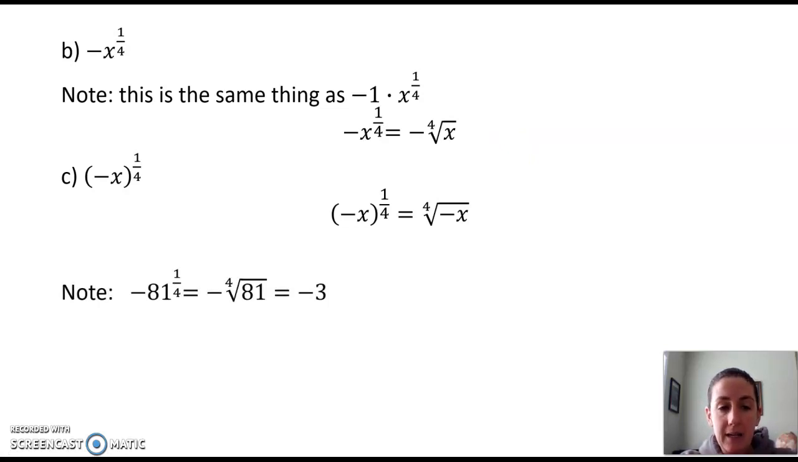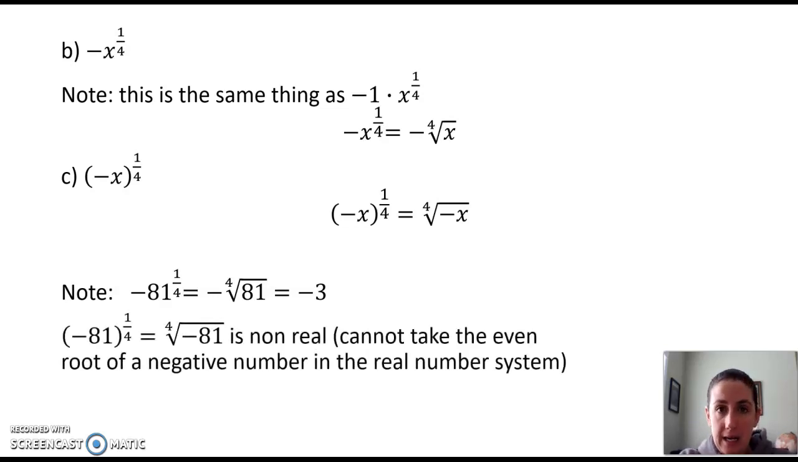So if we had -81 to the 1/4 power, since that negative is not in the parentheses, that's really just multiplying by -1, which means I'll do the exponent first. So I'm going to take the 4th root of 81 first and then distribute the negative to get -3. However, if I had that -81 in parentheses and I did (-81) to the 1/4, then I'm saying, okay, make that 81 negative first and then take the 4th root of it.